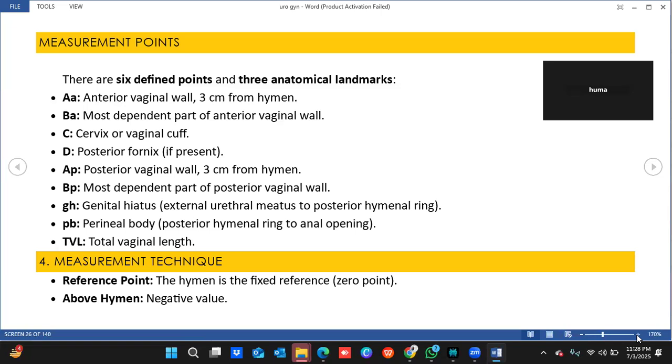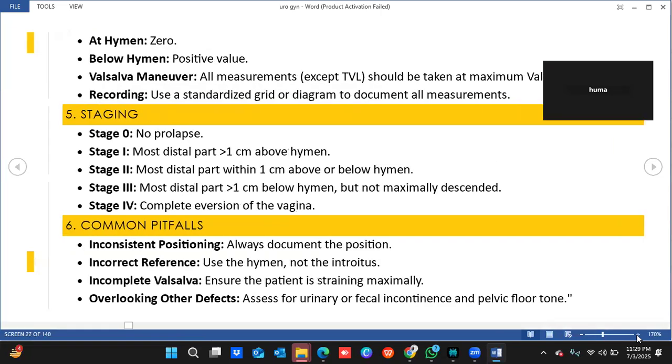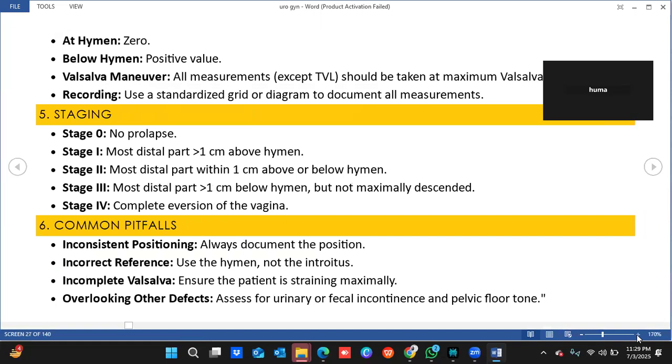Are you getting me, Sadia? Yes. Right. This means that you are a good learner. So I will tell you the measuring techniques. We consider the hymen as the fixed reference, or we consider it as the 0 point. Above the hymen, we take the negative value, and below the hymen, we take the positive value. All the measurements are done in the Valsalva maneuver except for the total vaginal length. Right, and we use a standardized grid or diagram to document all the measurements.